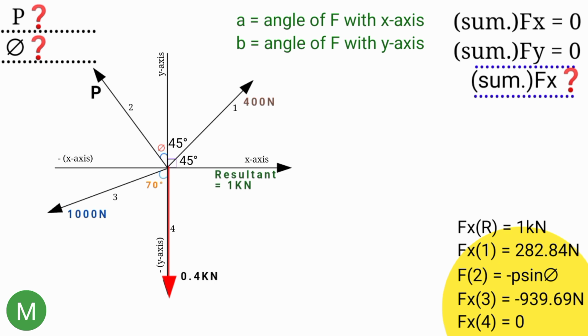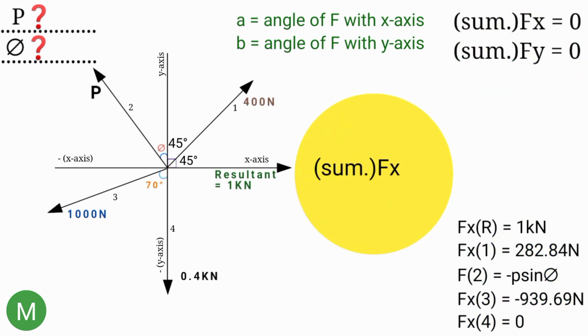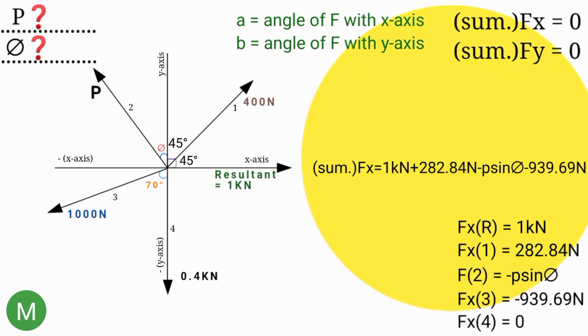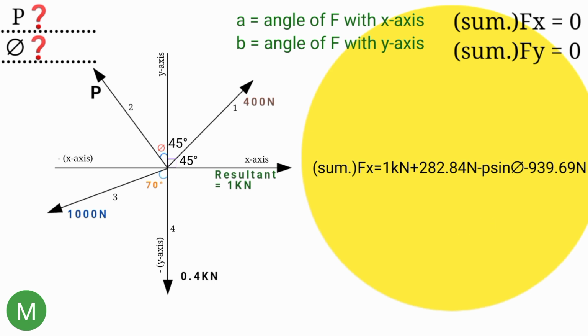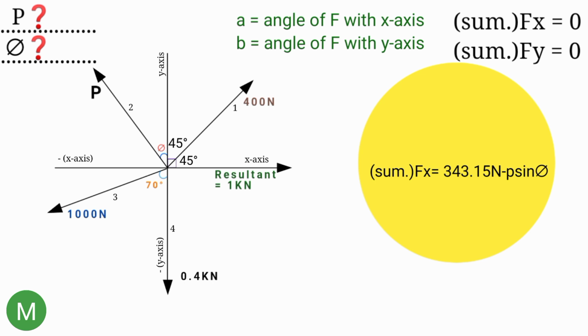So f of x for 0.4 kilonewton is 0. Now summation of f of x is the summation of all these forces here. So adding up now, summation of f of x is 1 kilonewton plus 282.84 newton minus p sine theta minus 939.69 newton. Converting 1 kilonewton to newton is 1000 newton. 1000 newton plus 282.84 newton minus 939.69 newton is 343.15 newton. So summation of f of x is equal to 343.15 newton minus p sine theta.